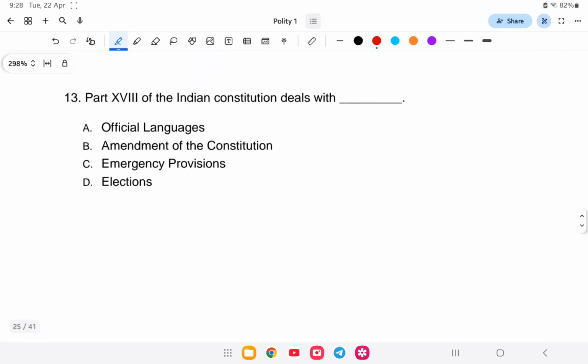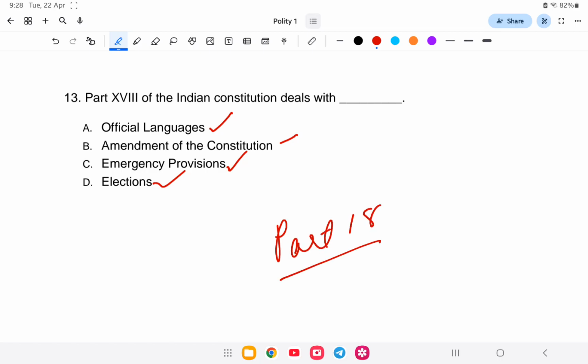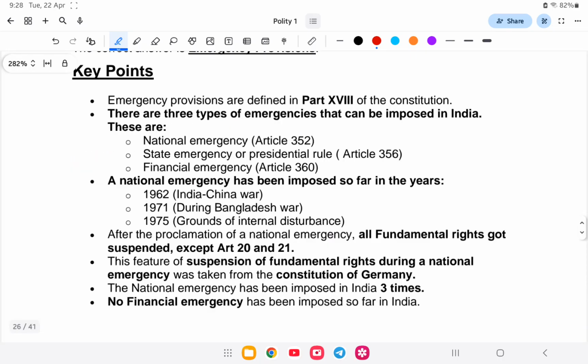Part 18 of the Indian Constitution deals with what? Is it official languages, amendment to the Constitution, emergency provisions or elections? The answer is emergency provisions, option C. Let us study in detail.